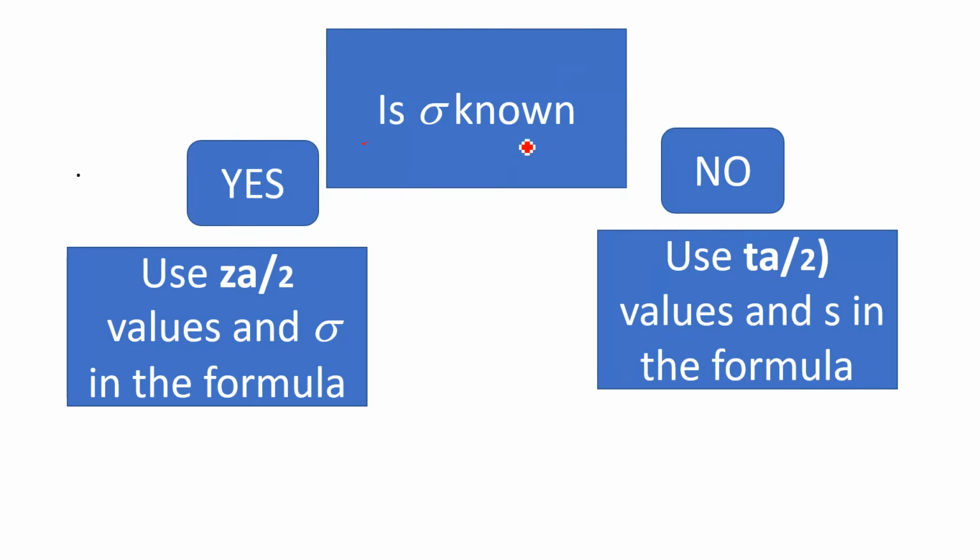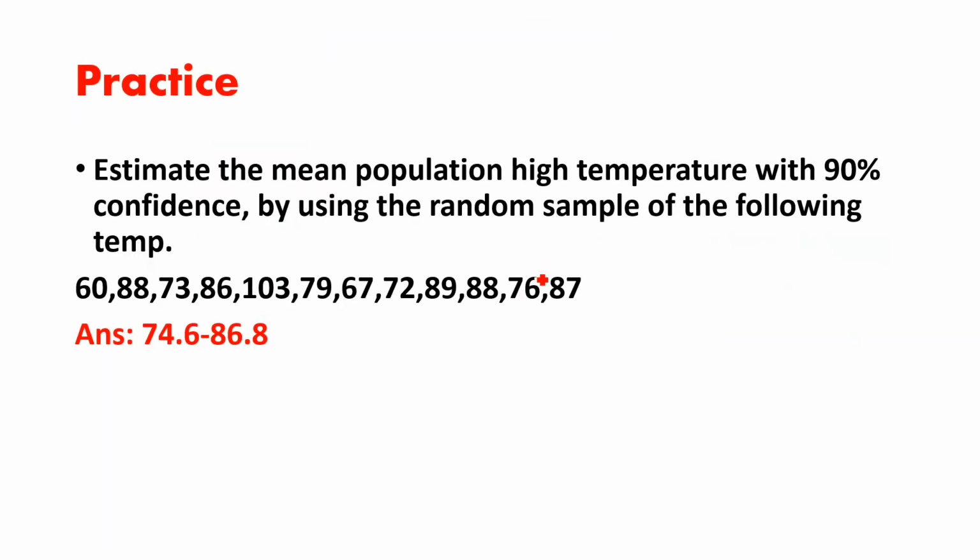So here I have made a very simple chart. Is sigma known? If it is known, you say yes. Then you have to use z sub alpha by 2 and sigma in the formula. If it is no, if sigma is unknown, then you have to use t sub alpha by 2 and s in the formula. Otherwise both are same. So here you can pause your video and you can solve.